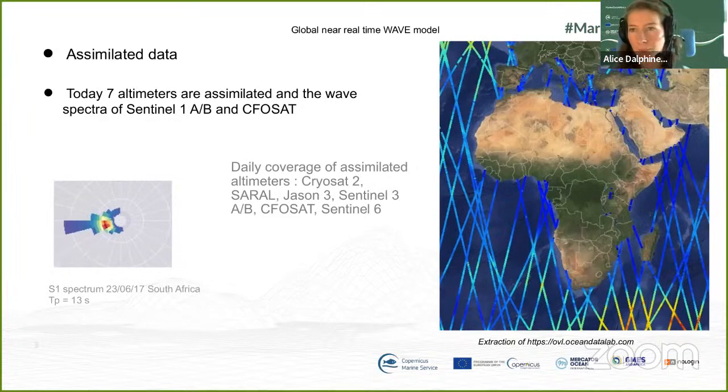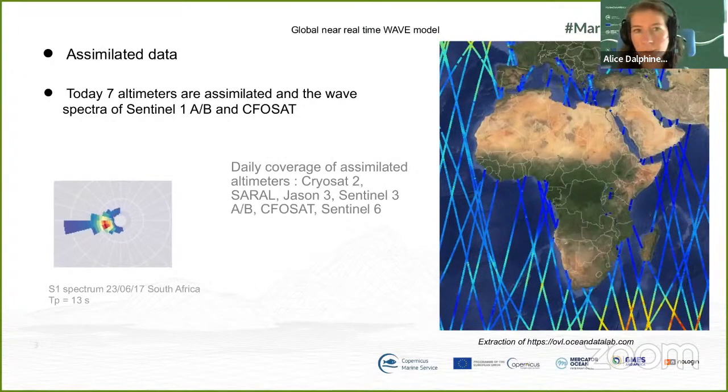We use two kinds of data. The first one is the altimeter data with the L3 products. We have seven altimeters in near real time that provide the significant wave height worldwide. You have here an example of the coverage of this data for one day. We have the luck to have such a constellation of satellites, so it permits us to have a very good coverage. And we also use a second kind of data, which are wave spectra.